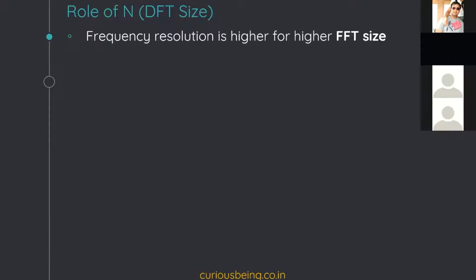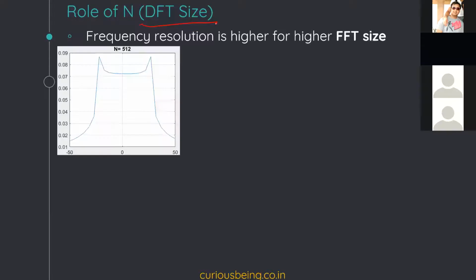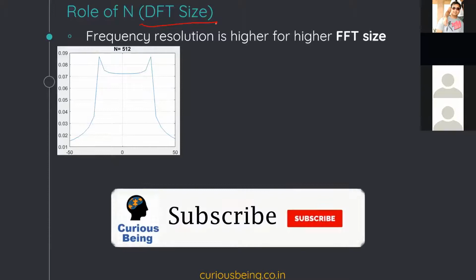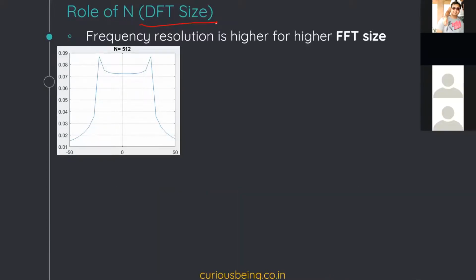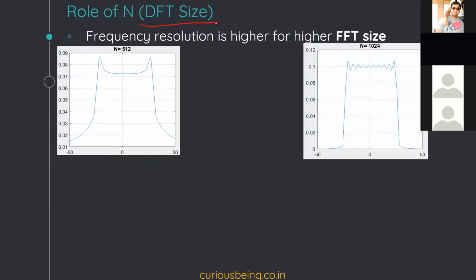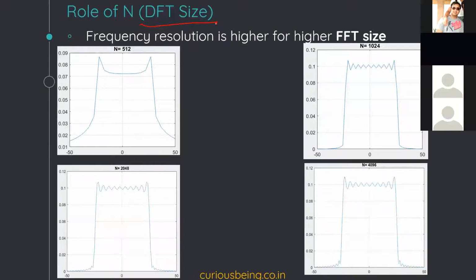Let's see the effect of the DFT size. Here again, I have done the same experiment, and I have plotted the DFT of a sinc pulse for different values of capital N. Here we can notice the DFT size is 512, in this case it is 1024, doubled, 2048, and this is 4096. So this one we can say is the most accurate, closest to an actual rectangular pulse.